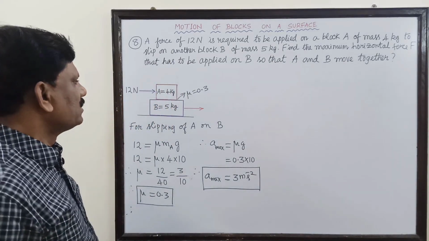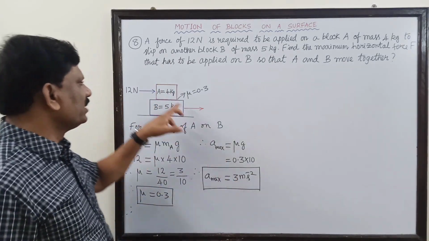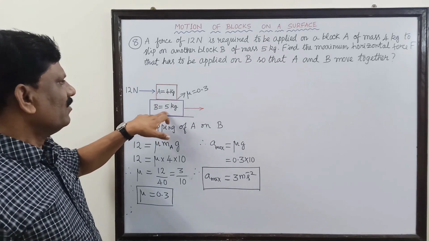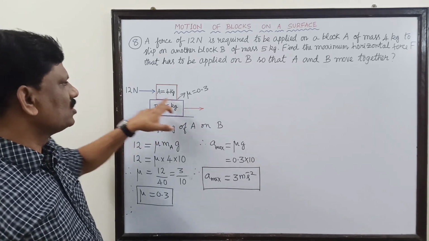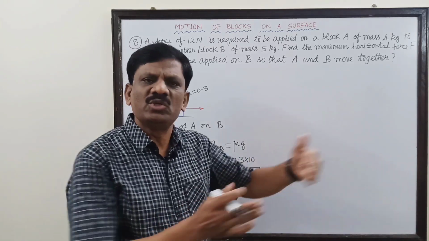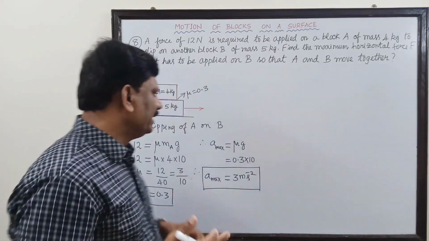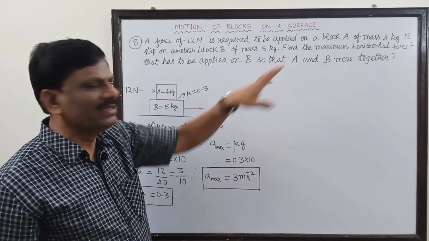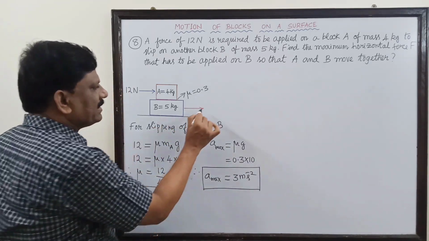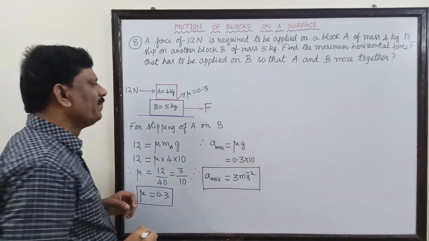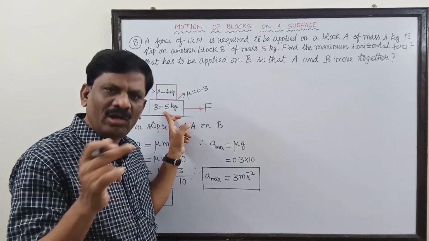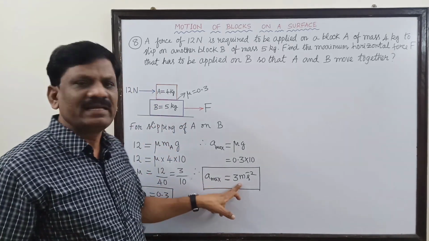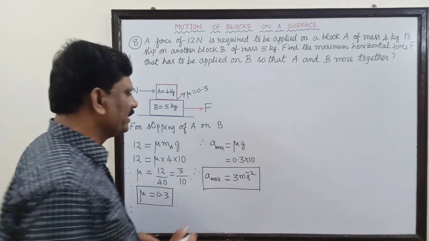Okay, so with this acceleration, if the block A is moving, then what should be the maximum force so that A and B will be moving together? If A and B are moving together with the same acceleration, what should be the force? F is the force that has to be exerted on the block B, so that A and B should move together with an acceleration of 3 meter per second square.